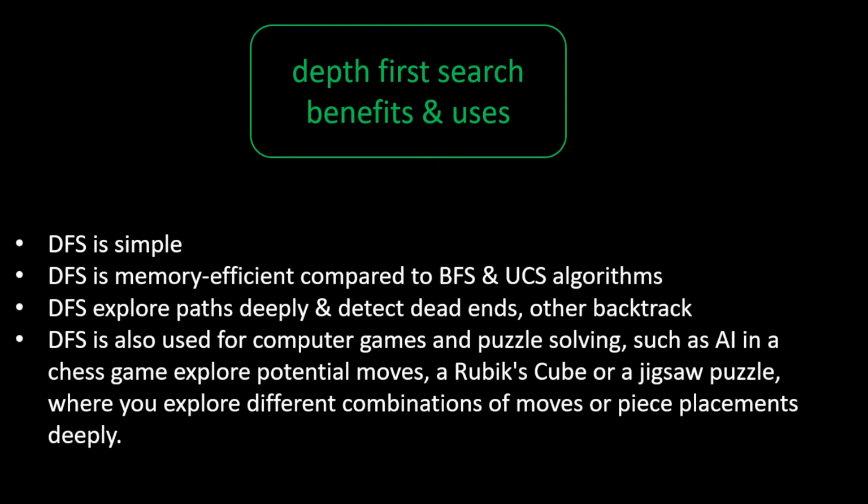So the depth first search is quite simple. It's memory efficient compared to other algorithms. We can get through to the deep paths and detect dead ends. And also it can be used for things like chess, for example, exploring the different moves, or a jigsaw puzzle, or Rubik's Cube.